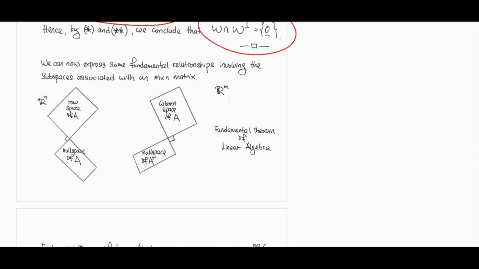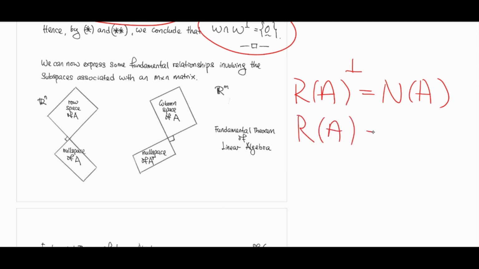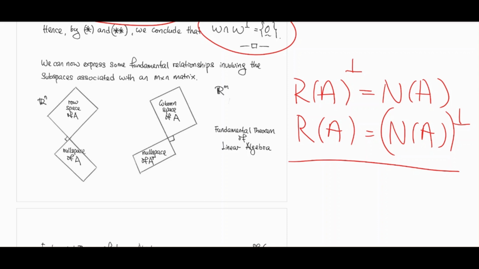This is important, so I'm going to write it down. The row space of A and the null space of A actually have a relationship. The relationship is that they are orthogonal complements of each other, which means that the row space of A perp is equal to the null space of A. And you will also see later on that the row space of A is also the null space of A perp. That means that they are orthogonal complements of each other. This picture kind of gives you that suggestion. This is just a cartoon picture. It doesn't really look like that.